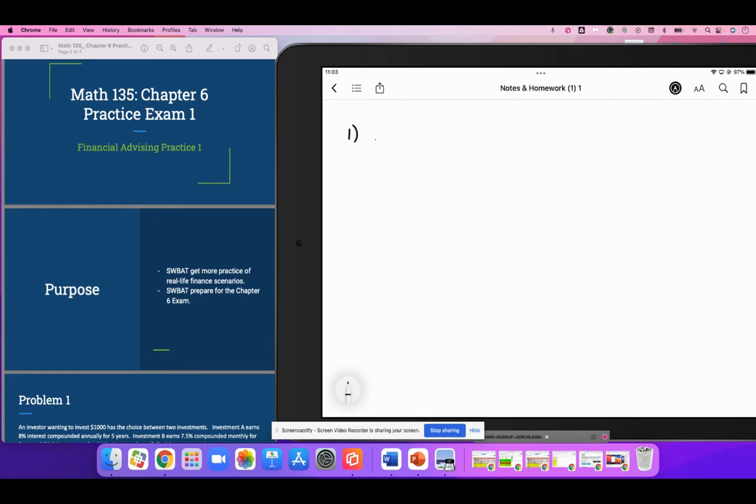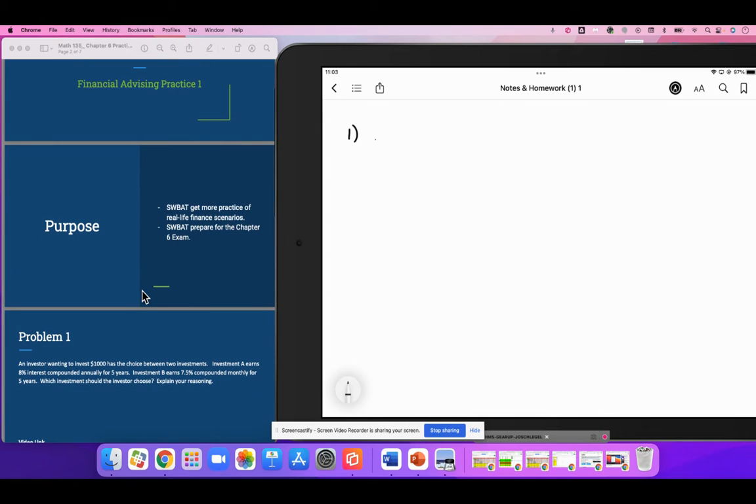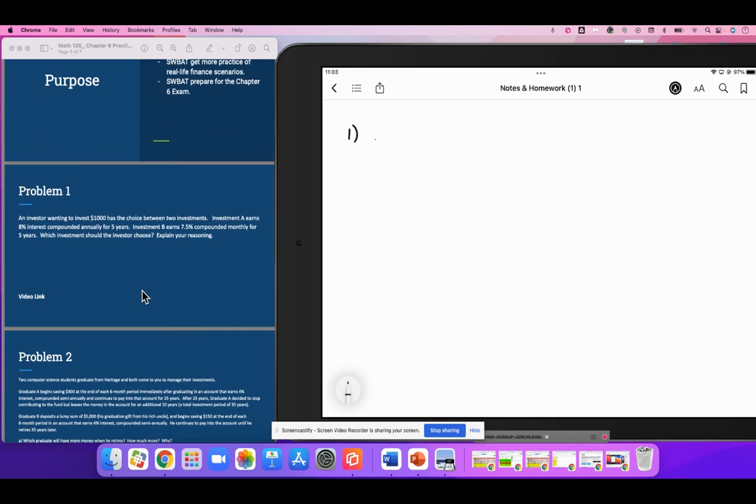So practice exam number 1 for chapter 6. The purpose is to get more practice of doing real life finance scenarios and to prepare for the chapter 6 exam. So to begin with, we have an investor wanting to invest $1,000, and this person has a choice between two investments. Investment A earns 8% compounded annually for 5 years, and investment B earns 7.5% compounded monthly for 5 years. Which investment should he choose? And we are asked to explain our reasoning.